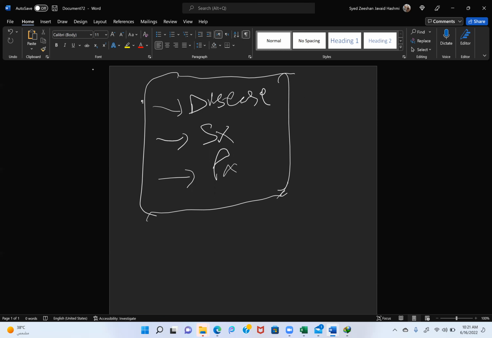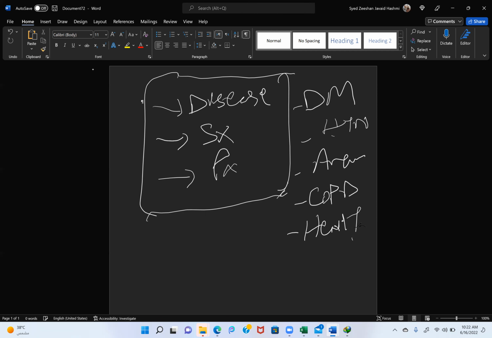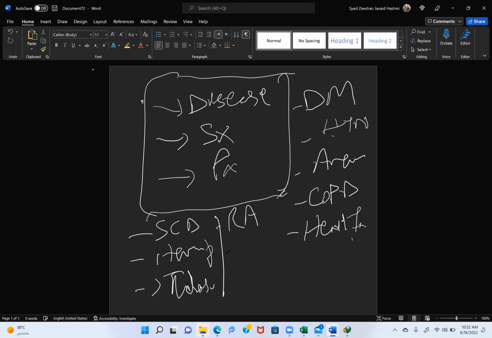Believe me, the target diseases may be diabetes, hypertension, anemia, COPD, asthma, heart failure, and then sickle cell disease, hemophilia, thalassemia, rheumatoid arthritis, scoliosis. Just tell me what else they will ask. What else is left? Nothing. They will ask any one of these, and the common surgeries.